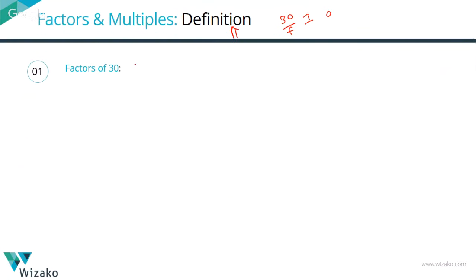Will 1 divide 30? It certainly will divide 30. Quickly write down these. 2, 3, 4 is not going to divide it. 5 will divide it. 6 will divide it. 7, 8, 9 will not divide it. 10 is going to divide it. And after this, the next number that will divide it is going to be 15. And lastly, the number 30 is going to divide it. So these are all the factors of 30.